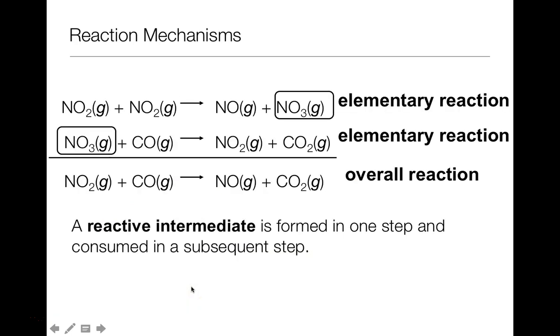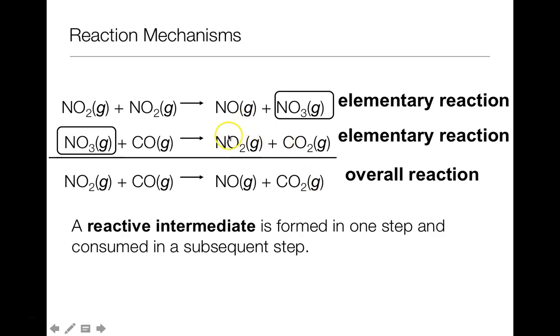Let's see when we add these two elementary reactions together. What we'll notice is that on both sides of the equation, we have an NO3. This is called our reactive intermediate, and this is what I was alluding to in the last slide. It's formed in one step and consumed in a subsequent step. It is possible to isolate in very low amounts, though it's usually difficult, but it is not usually represented if we go back, in the overall reaction. But it is a product that is formed.